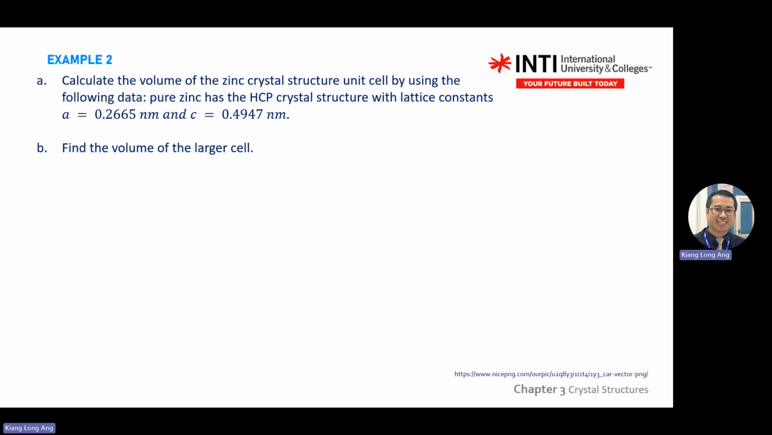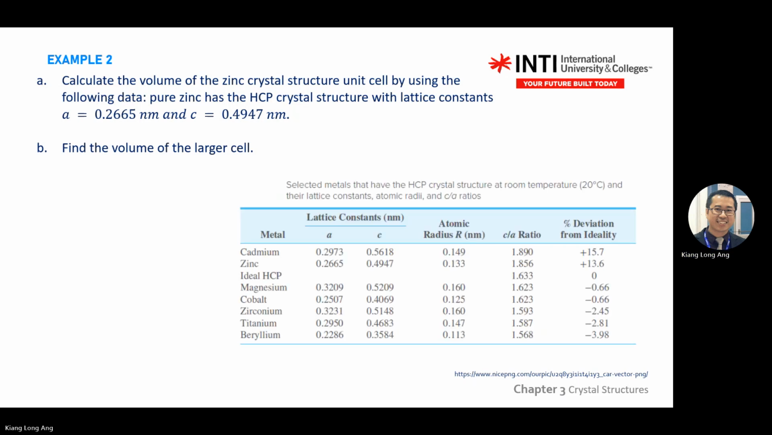Okay, this one I go very fast. You go home and have a look. So this example 2 is to calculate the zinc crystal structure using the following data. It gives you zinc having HCP structure. You are having A and C. Then you find the volume of the unit cell. So from this table, you go to zinc. Pure zinc is this one, 0.265 and 0.747.